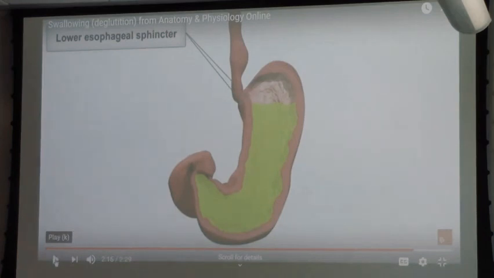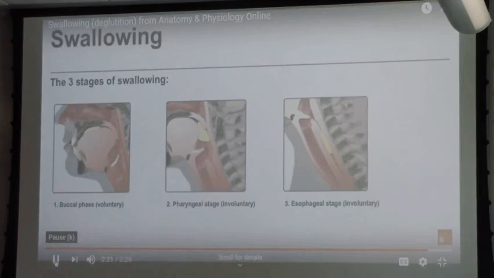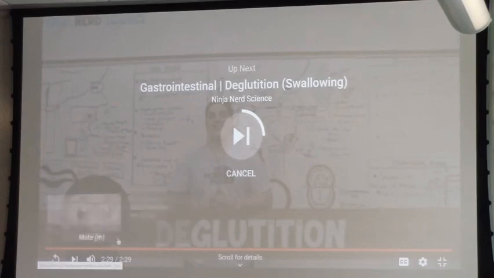There's the second sphincter, upper and lower esophageal. Stomach. So, in summary, food moves from the mouth through the oral pharynx of the esophagus and then into the stomach. Okay, that's all we want to know.